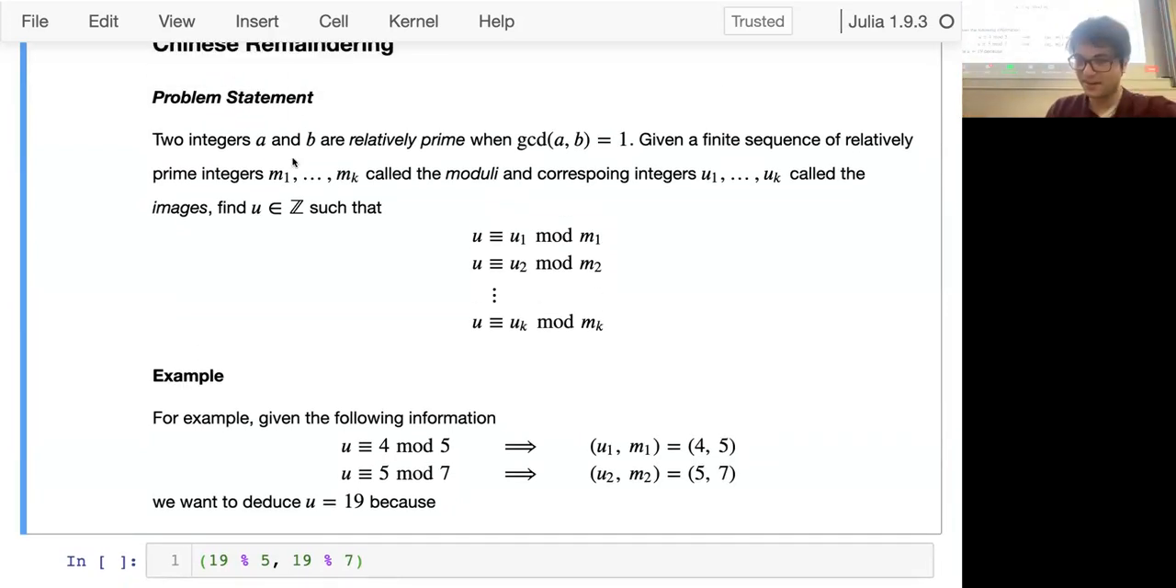So here's the problem. I have a secret number. That secret number is designated u. You're allowed to ask me what the remainder of u is, mod anything that you want, and you need to reconstruct the secret number. So for example, if my secret number was 19, you would know that it's 4 mod 5 and 5 mod 7. And using that information, you can reconstruct the fact that u is equal to 19.